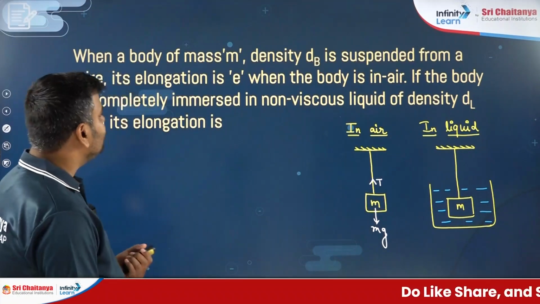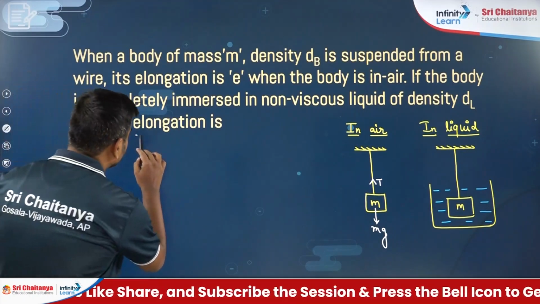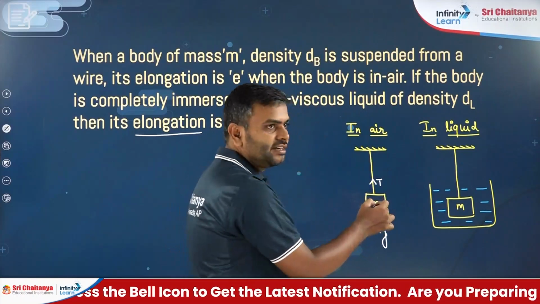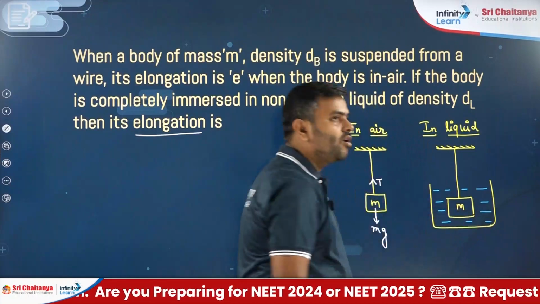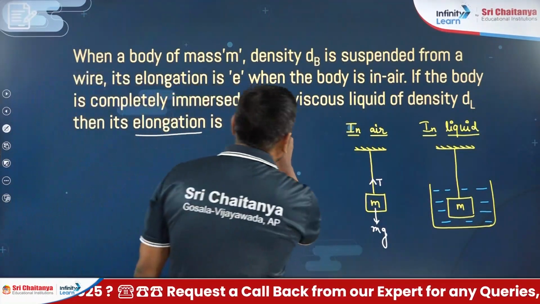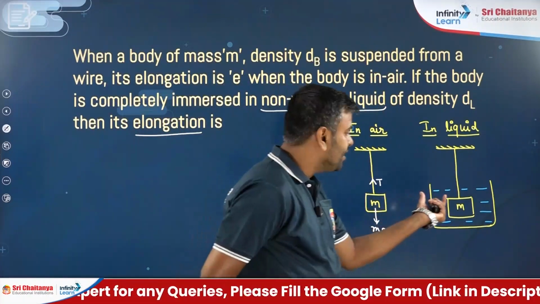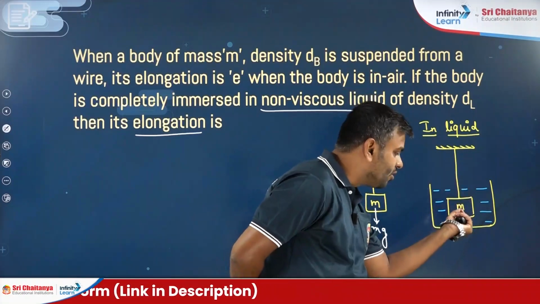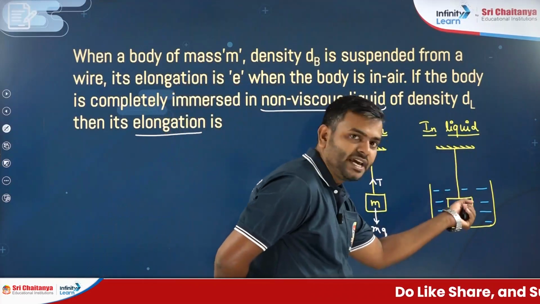What they are asking us to calculate is the elongation in the string when it is submerged in a non-viscous liquid. Initially it was in air, and when we submerge it in a non-viscous liquid, what will be the elongation of the string through which it is hung?